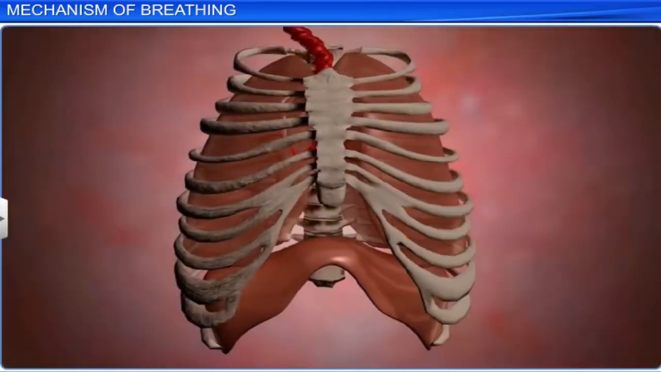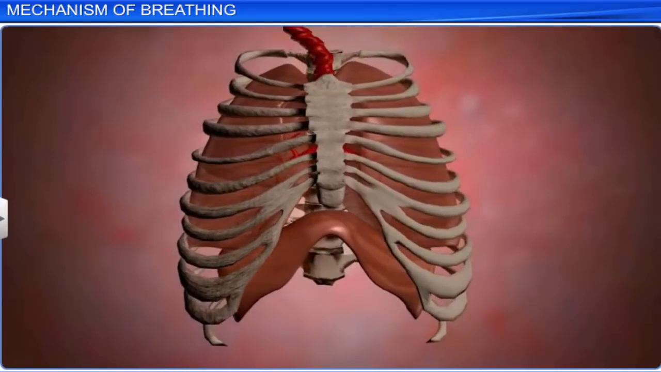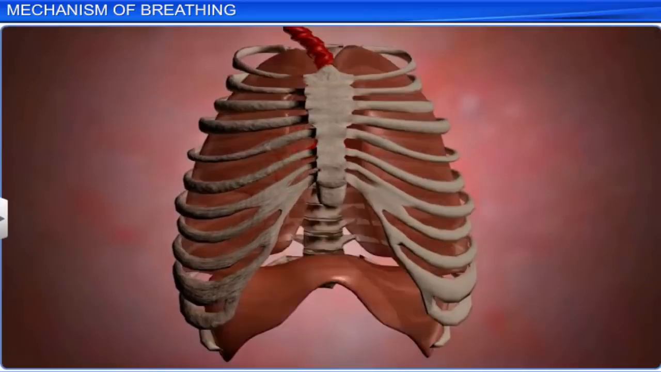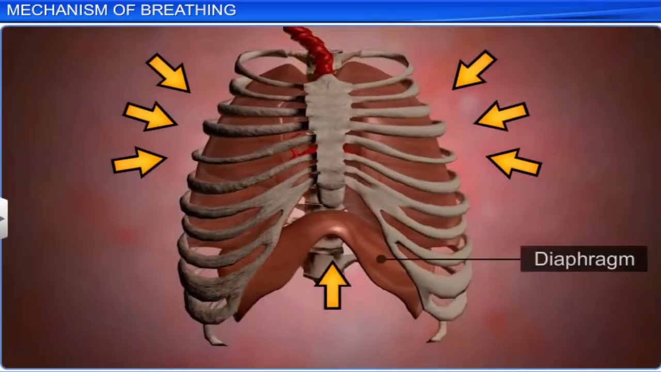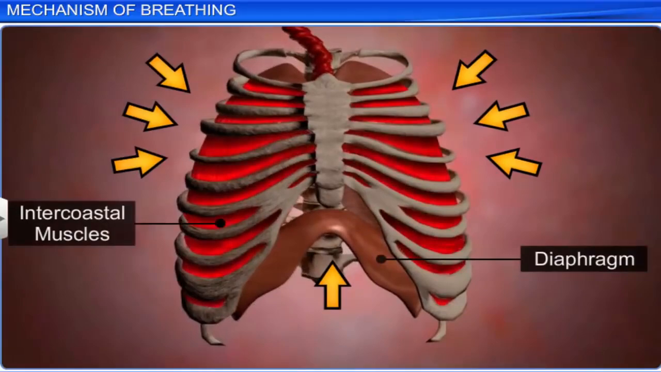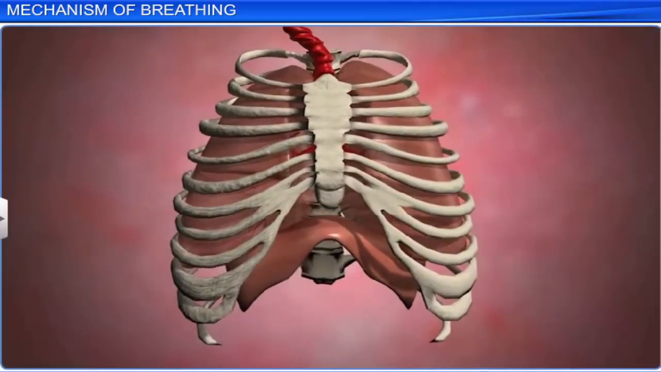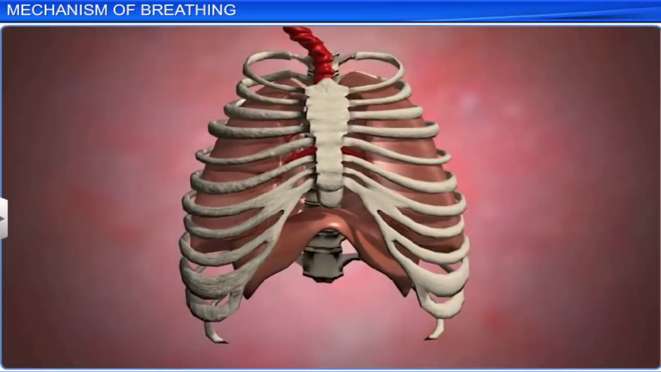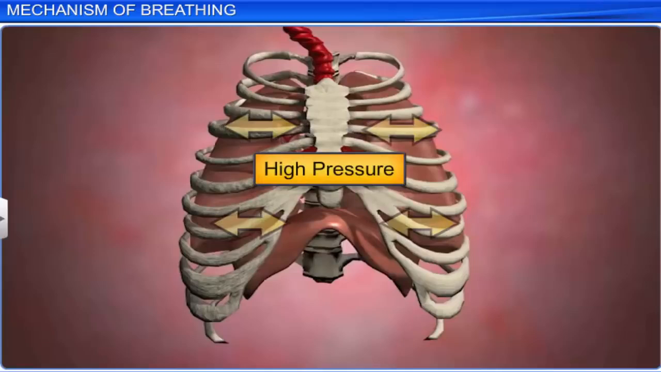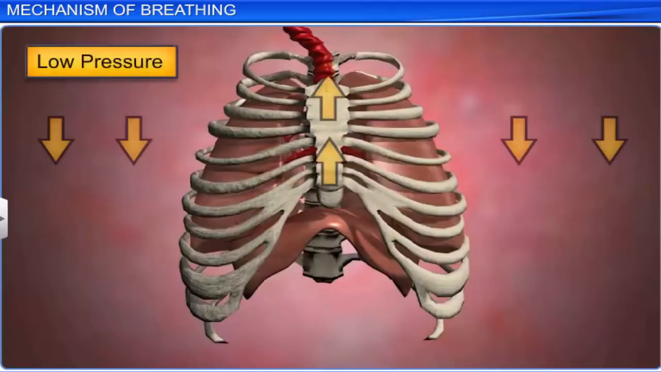The expiration process is just the opposite of the inspiration process. In expiration, the diaphragm and intercostal muscles relax. This returns the thoracic cavity to its original volume and increases the air pressure in the lungs. As the air pressure inside the lungs is higher than the atmospheric pressure, the air rushes out of the lungs.